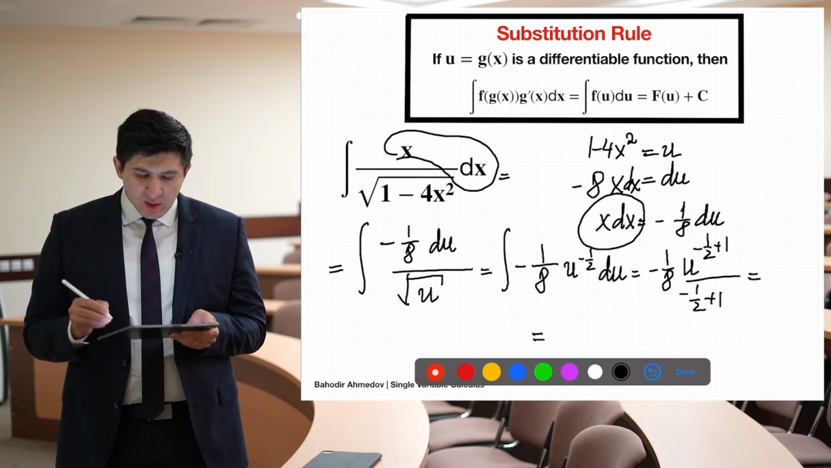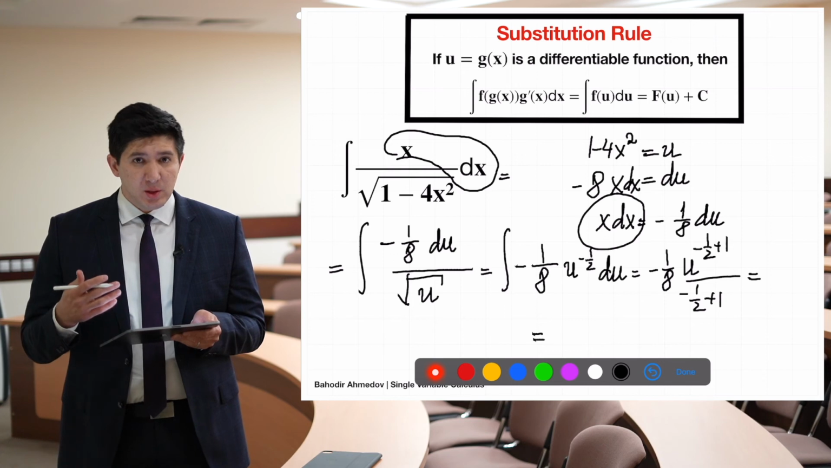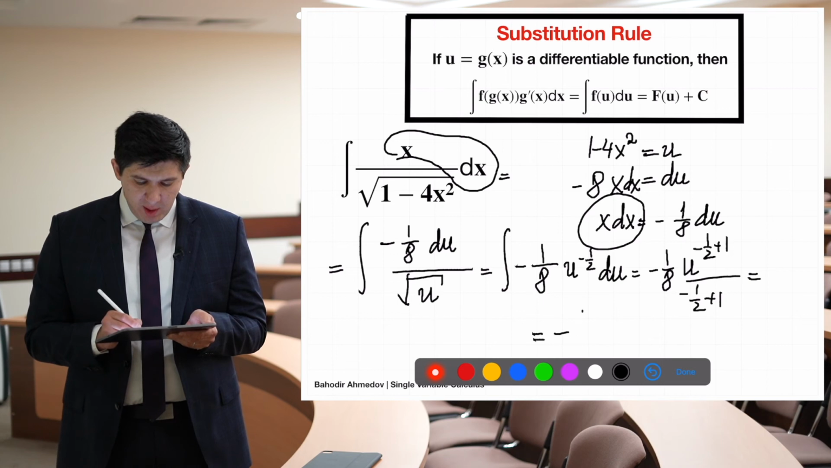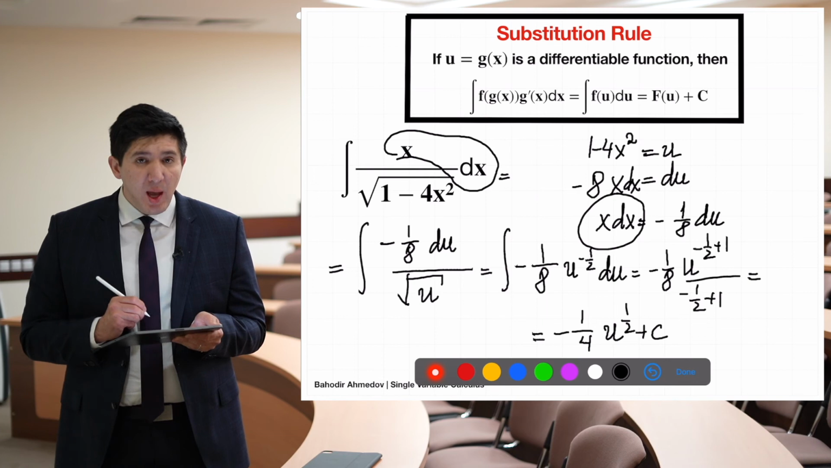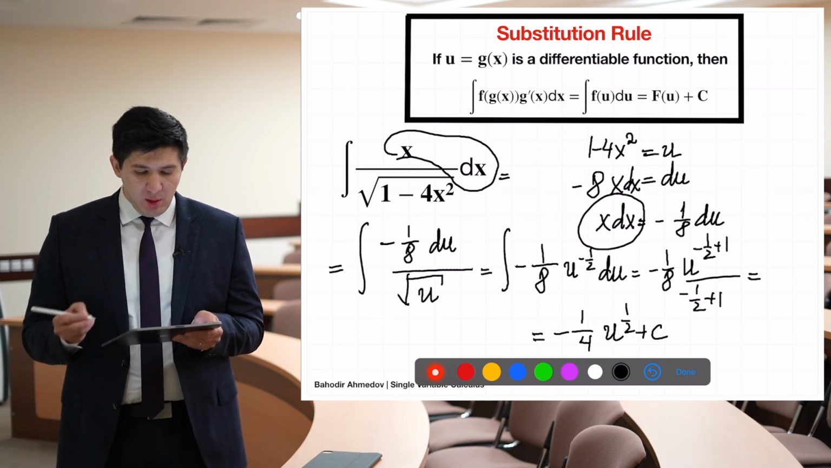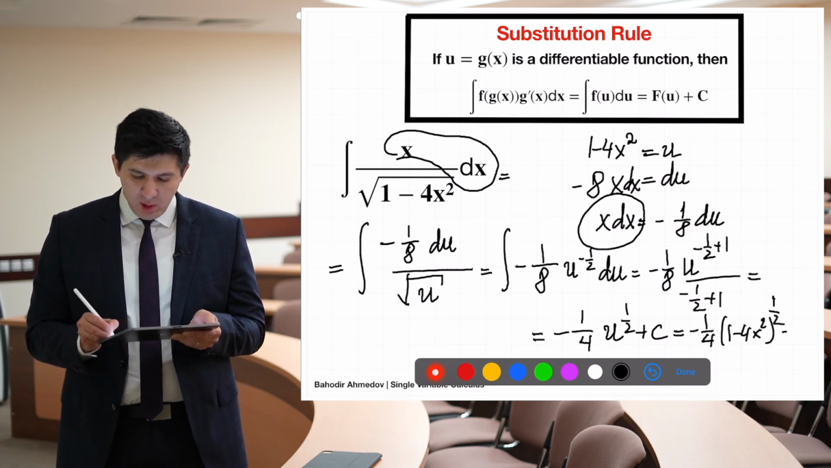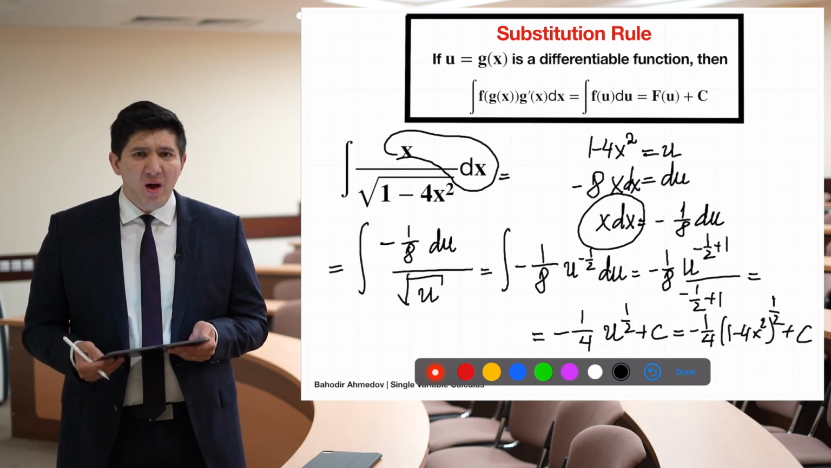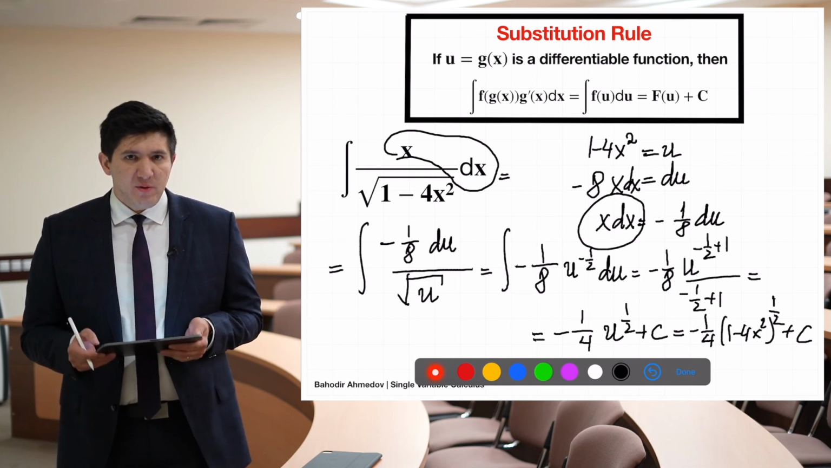So on the denominator, you've got 1 over 2. If it goes to the numerator, it becomes simply 2. If it cancels with the minus 1 over 8, it becomes minus 1 over 4. It is going to be minus 1 over 4 times u to the power of 1 over 2 plus the constant. And you can re-substitute the u with the initial function. It is going to be equal to minus 1 over 4 times (1 minus 4x squared) to the power of 1 over 2 plus the constant. So you see, just using the substitution rule, we can find the derivatives or integrations of many, many different functions.